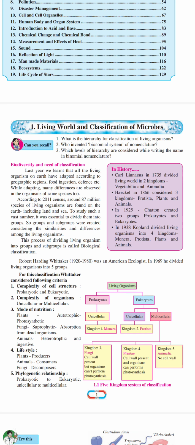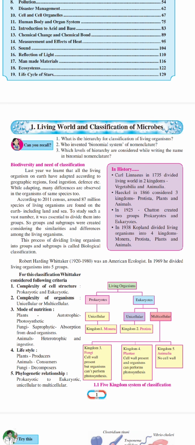Absorption means depending on other creatures or the dead bodies of animals, they are eating any kind of decayed animals, decayed means dead. Then animals are heterotrophic, means depending on others, either eating plants or eating animals also. And ingestive means taking the food in any manner for absorption or digestion. Then lifestyle is the fourth category, that is plants.